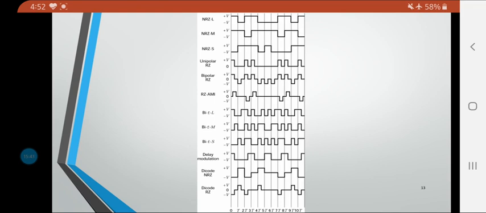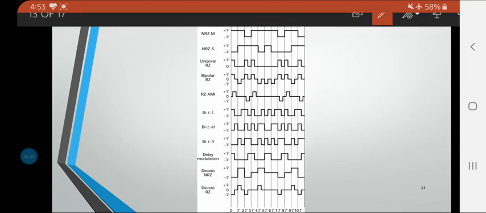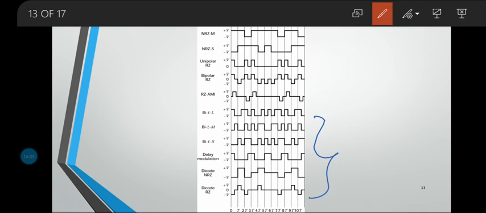These kinds of coding techniques basically find applications in data communication as well as magnetic recording systems, optical communications, and sometimes also in satellite telemetry links. So you can definitely explore the rest of the coding techniques which are given here for the PCM waveforms.